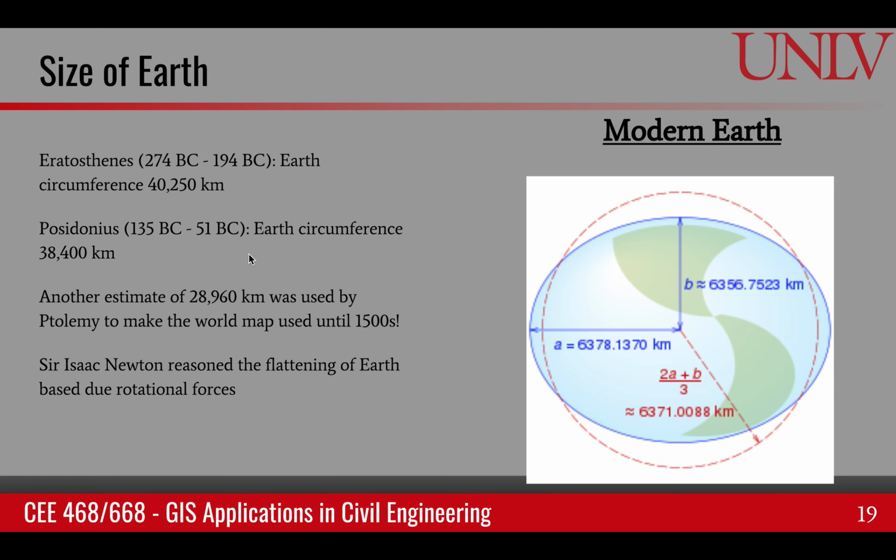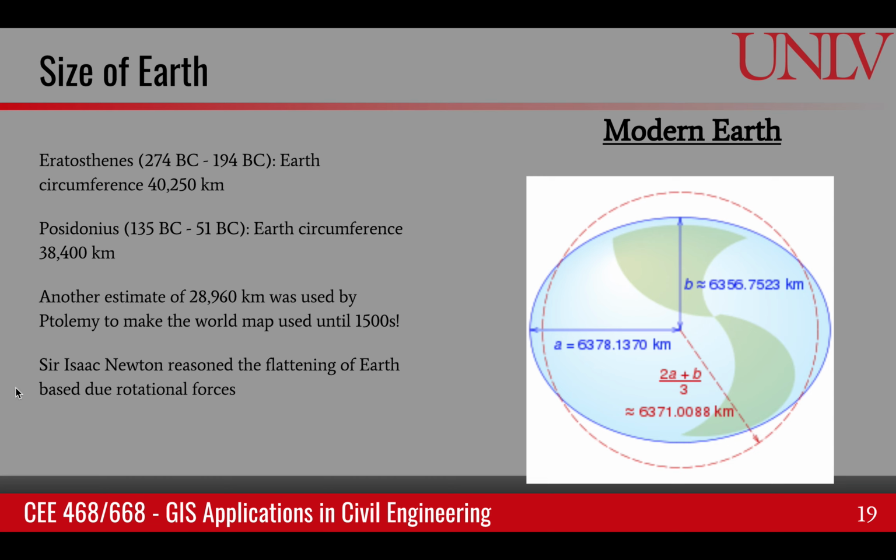Posidonius, but it was an underestimate, 38,400 kilometers. And there was another estimate of 28,960 kilometers, which was significantly underestimated, but unfortunately used by Ptolemy to make his world map, which was used until the 1500s. So it got carried over for many hundreds of years, an inaccurate map.